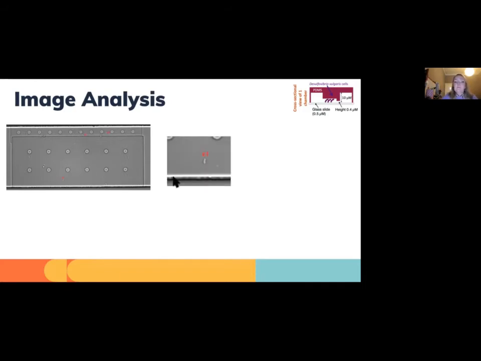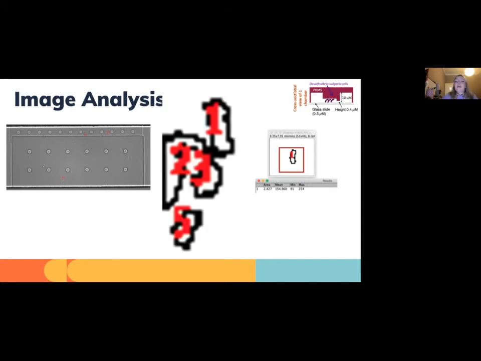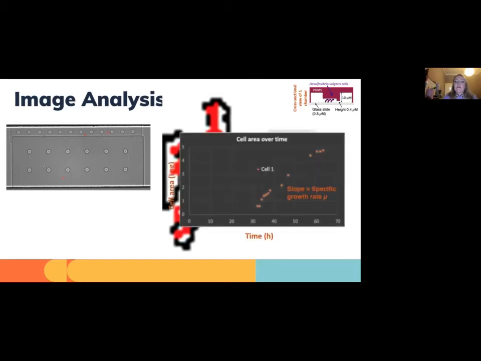identifying the cells that we're going to track, and then the area of that cell is calculated, and then as that cell grows and divides, the increase in its cell area is calculated. And then we calculate how this increases over time to give us the slope and the specific growth rate.